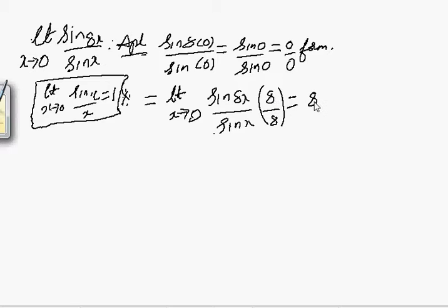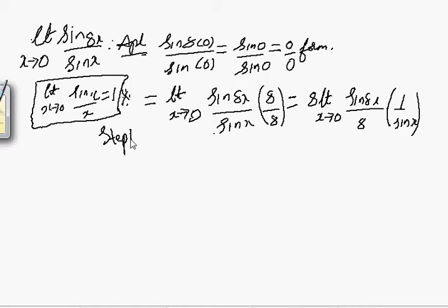So this 8, I'm going to write it before the limit. So I'm going to have 8 times limit x tending to 0 of sine 8x divided by 8 times 1 over sine x. Okay, so this is going to be my step 1. My step 1 is this.